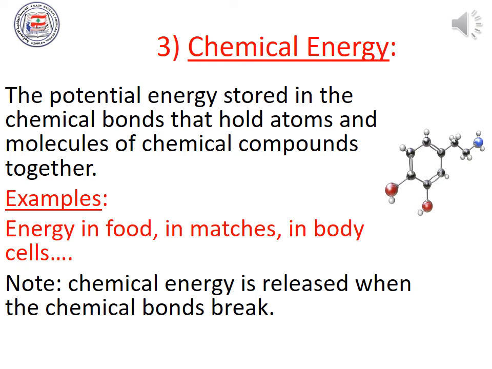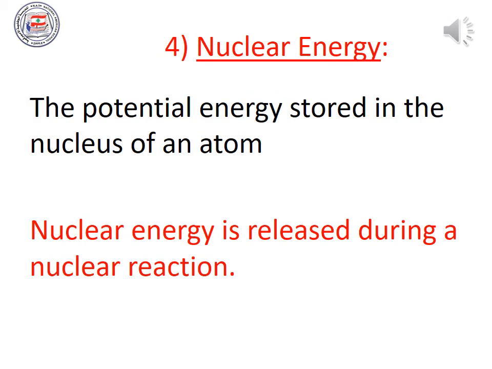Note, chemical energy is released when the chemical bonds break. So whenever there is a chemical reaction, chemical bonds break and other bonds form, this is when chemical energy is released. Number 4, nuclear energy. Nuclear energy is the potential energy stored in the nucleus of an atom. Nuclear energy is released during a nuclear reaction. So the energy inside the nucleus of an atom is called nuclear energy.